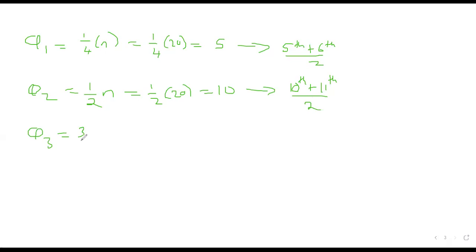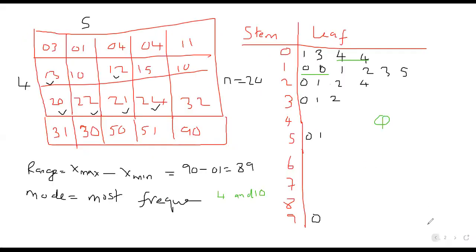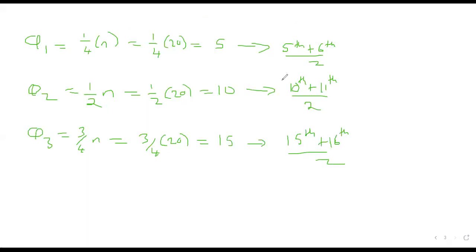So 3/4 of n, here we're going to have 3 over 4. Our n is what? 20. So here we're going to get 15. So what does it mean? The 15th and the what? And the 16th, we divide by what? By 2. So in this case here, the first one was what? The 5th and the 6th.